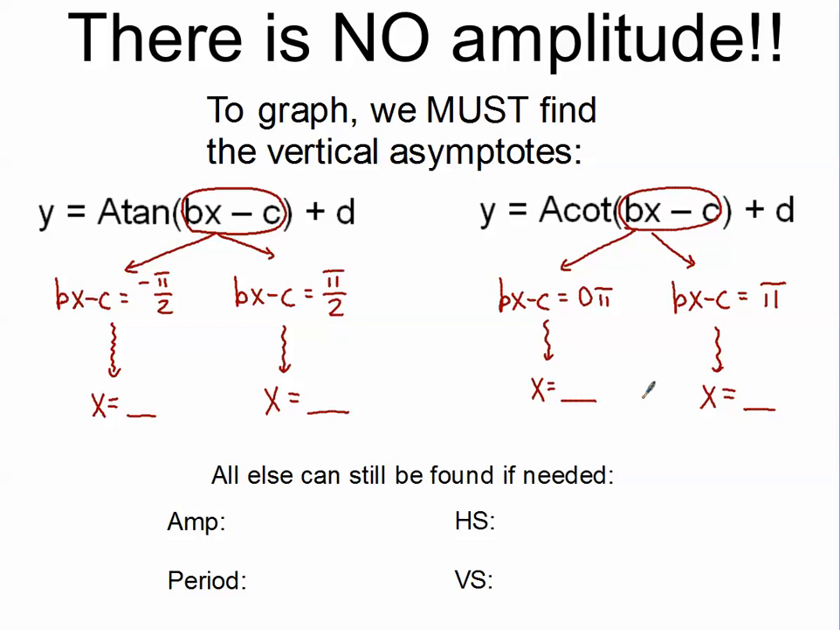If you want to find all of your other information like we have before, it's still the same exact stuff. Amplitude, though, does not exist for tangent and cotangent. They're already infinitely tall, so it doesn't make sense to talk about its height. But the horizontal shift is still going to be c over b, and the vertical shift is still going to be the value of d. The period, remember, it's your normal period divided by b, and in this case, our normal period is 1 pi for tangent and cotangent. So you can still find this information if you really need.